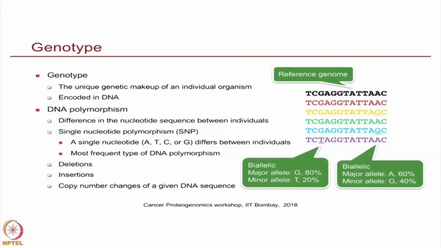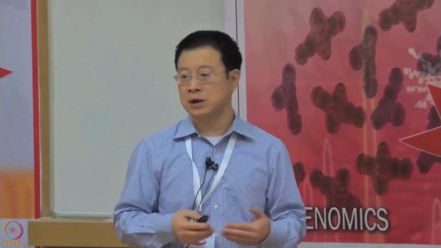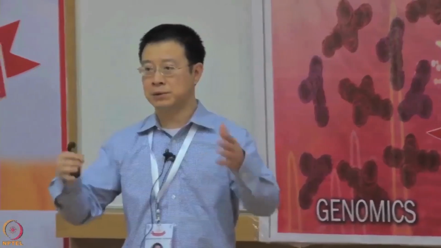So this is a very simple type of DNA polymorphism, and because the difference only occurs in a single nucleotide, it's called single nucleotide polymorphism, or SNP. This is a very common type of DNA polymorphism in the genome, and it's very frequent. For example, in the human genome, there are probably around 10 million SNPs. And there are other types of DNA polymorphism like deletions, insertions, or even copy number alterations for large fragments.